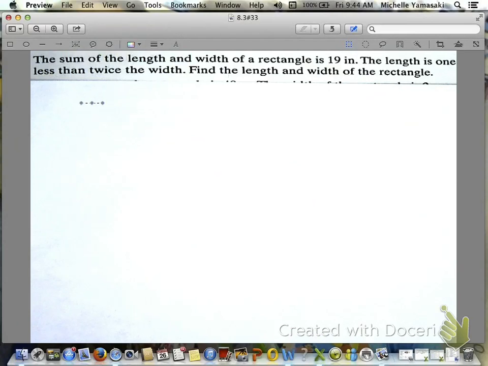So the question tonight was, do you have to write down the problems? No, but you must identify your unknowns. L is going to stand for length.